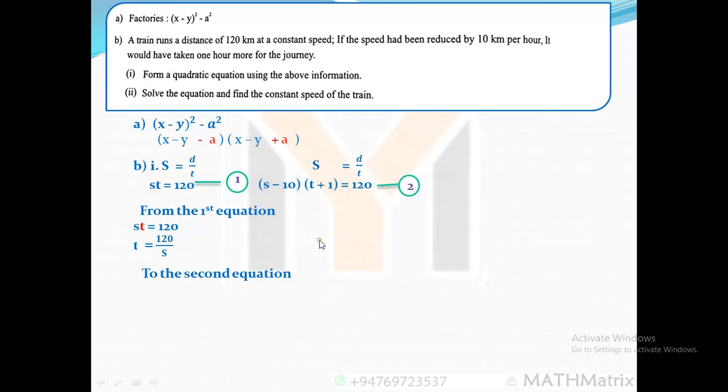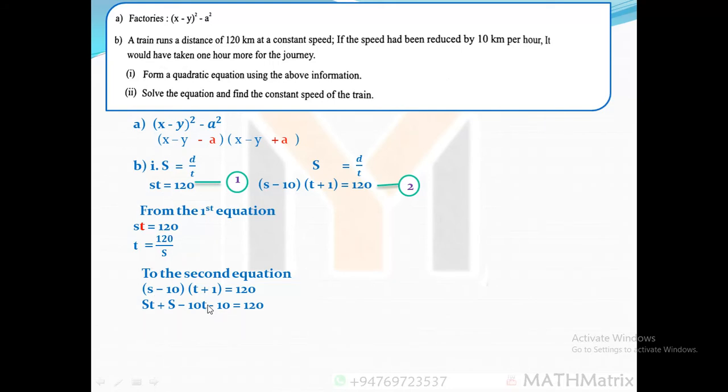So I'm moving to the second equation. s minus 10 and within bracket t plus 1, and that equals 120. So now we'll substitute. s into t is st. s into 1 is 1s, minus 10 into t is minus 10t, minus 10 into 1 is minus 10, and that equals 120. Okay, fine. So here already we have the value of st. st is 120, so we can substitute that directly.